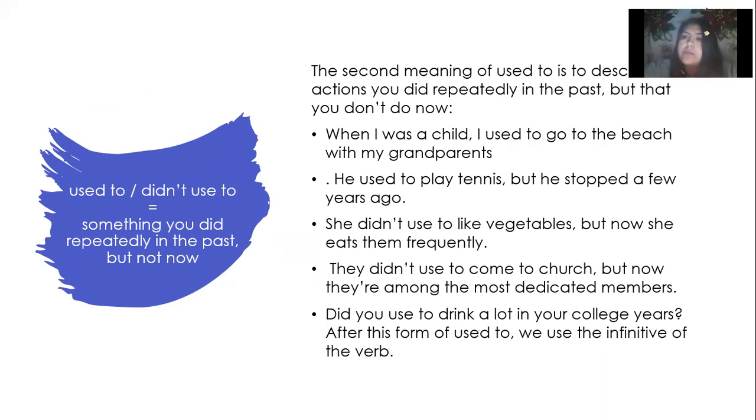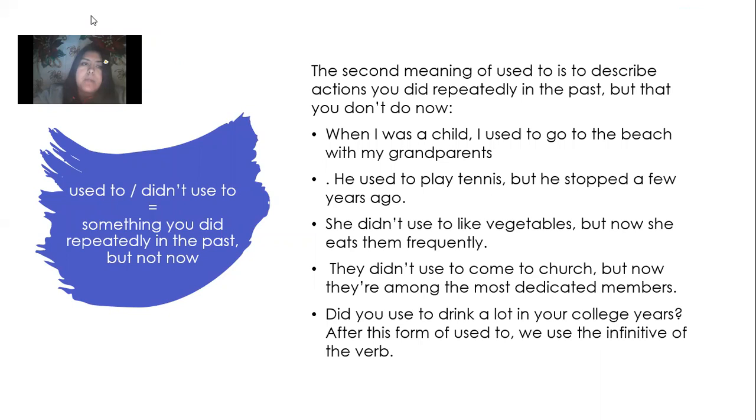Would someone of you like to help me read this paragraph that is here? Can I? Yes, please, go ahead. The second meaning of used to is to describe actions you did repeatedly in the past, but that you don't do now. Excellent, thank you. As your partner read, it's to describe actions that you did repeatedly in the past, but you don't do now.